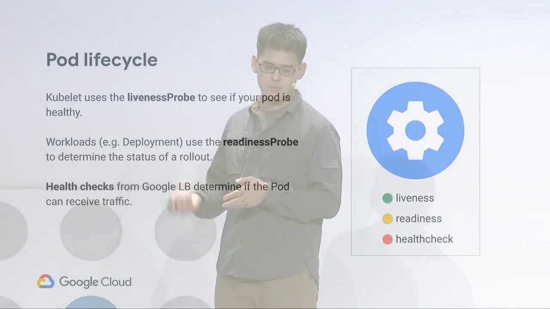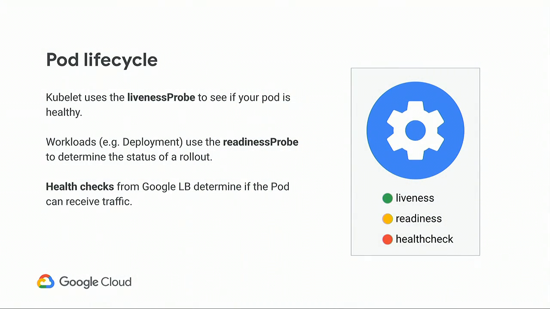OK, let's talk about a pod's lifecycle, particularly focusing on how the pod lifecycle relates to services. There are three basic states that govern how your pod interacts with your services. First, there is liveness. This determines whether or not your pod is up. For instance, if your pod fails its liveness check, it will be restarted. The second bit is readiness. This determines whether or not your pod is fully booted up and healthy and ready to serve traffic. For instance, this is used by workload managers, such as a deployment resource, to see if it's OK to continue updating your application. Finally, there are health checks. These come from the load balancer infrastructure itself and are end-to-end checks of both network and application health.